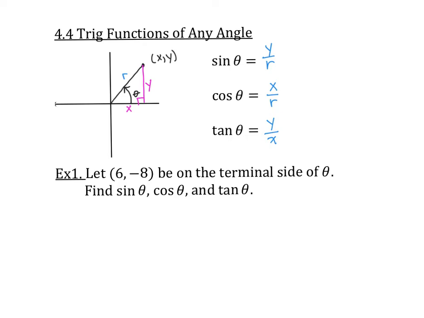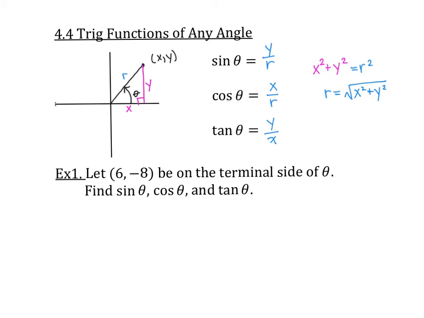Because the r is not 1, we might have to calculate the r. If we calculate the r, we're just using the Pythagorean theorem. So if I look at that right triangle, according to the Pythagorean theorem, x squared plus y squared would equal r squared, and we could solve for r that way, which is why your book tells you that r is equal to the square root of x squared plus y squared, and we always take r to be non-negative, which is why there's no plus or minus there.